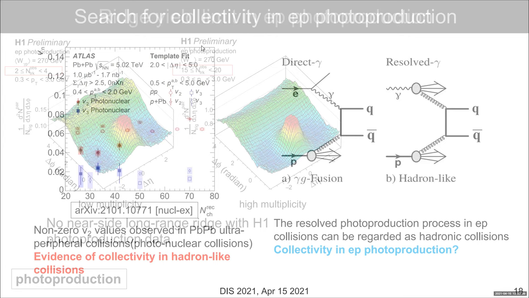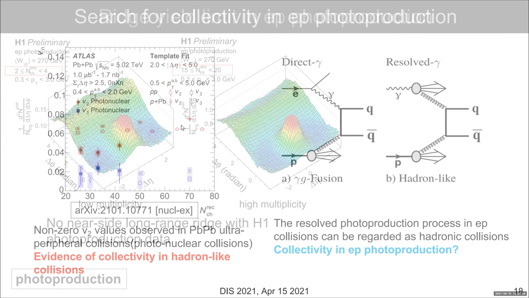And secondly, there's no collectivity observed in either DIS or photoproduction in H1 EP clearance. Firstly, there's no long-range near-side ridge. And secondly, V2 dart and V3 dart in DIS can be described by rep gap without any collectivity. And third, no negative C24, and C24 can also be described by rep gap without any collectivity.